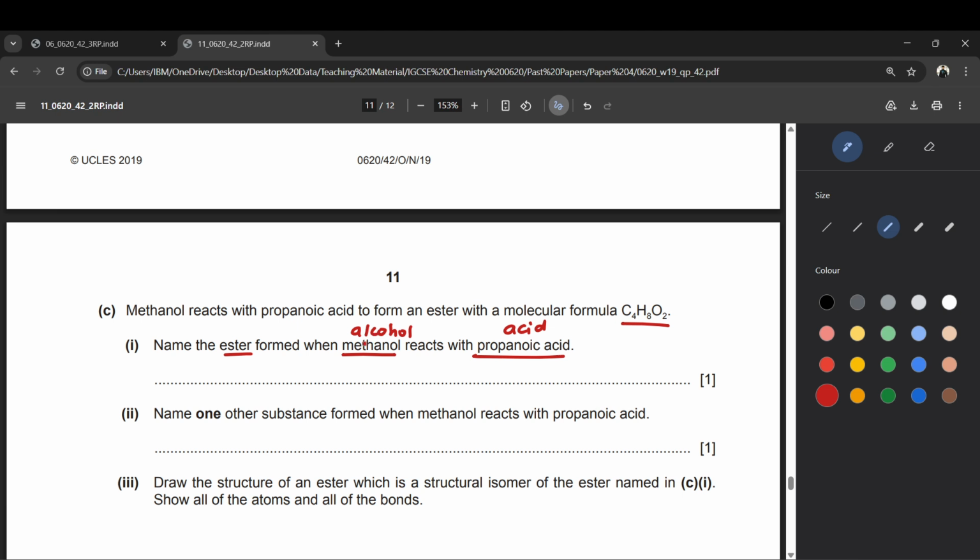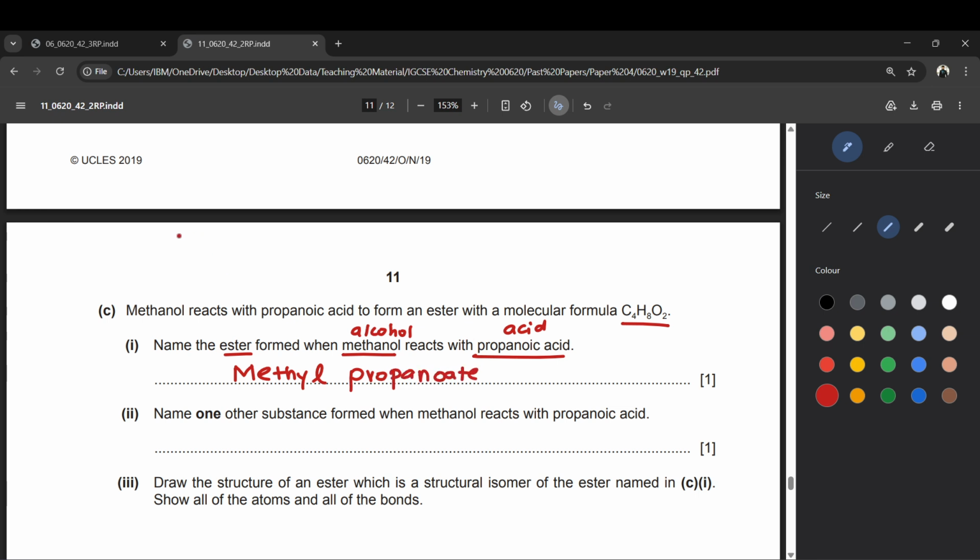So methanol. A derivation of this name will be methyl. So from alcohol, you basically get alkyl. Okay. So therefore, from methanol, you will get methyl. Then from propanoic acid, you're going to get propanoate. So this is the rule that you must remember.